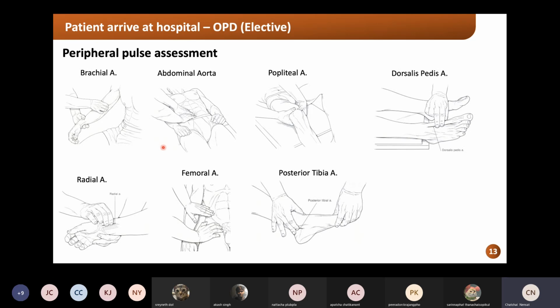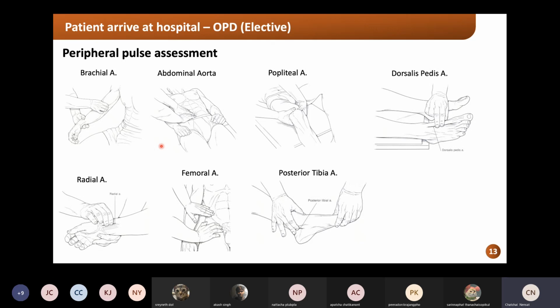And after you perform the Allen test or Barbeau test, you have to palpate the patient's pulse as well, to examine whether there is a peripheral vascular problem or not. You can palpate the pulse on the peripheral extremity, like the brachial artery, radial artery, femoral artery, posterior tibial artery, popliteal, or dorsalis pedis artery.